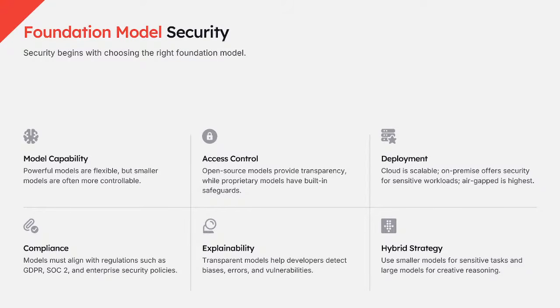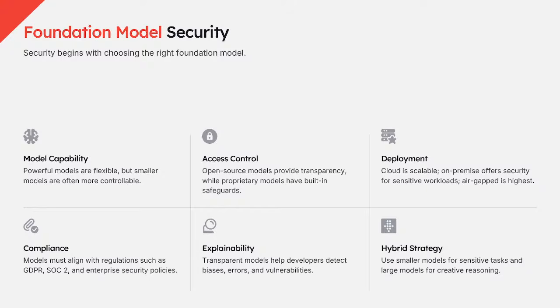Access control. Open source models provide transparency, while proprietary models have built-in safeguards. So you can go for a proprietary model instead of open source, because a proprietary model, for example, a model that has been hosted on Azure, for instance, will leverage Azure security. And then when Microsoft is securing the cloud, you will ensure that your own data in the cloud is secure. Deployment. Cloud is scalable. On-premise offers security for sensitive workloads. Air gap is highest.